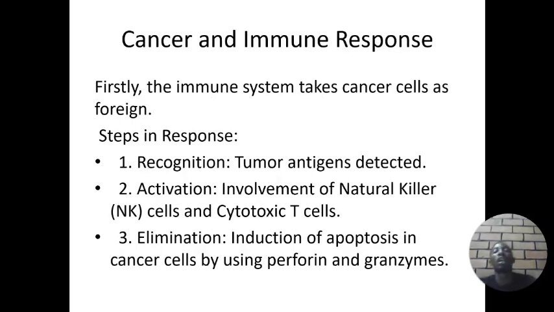Another thing is cancer and the immune response: how the immune system reacts to cancerous disease. The first thing is that the immune system takes cancer as a foreigner that is going to cause a problem in the body. There are three processes or steps the immune cells use to respond to that tumor or cancer. The first is recognition.